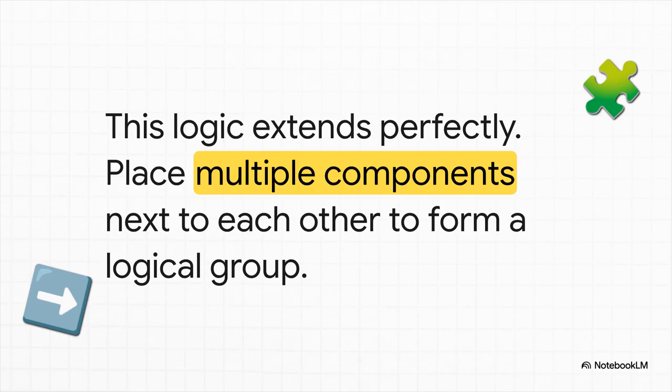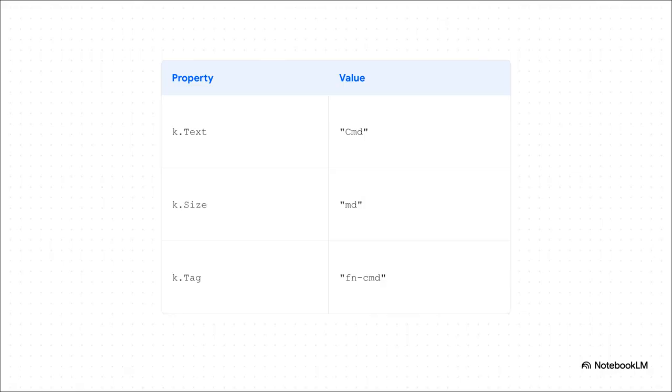Once you get that concept, building out a whole row of keys is a piece of cake. Here, we're just laying out several of our styled keys right next to each other to create that classic function key row. It's the same logic, just repeated. And if you peek at the code for any one of these keys, like the Cmd key here, does it look familiar? It should. It's the exact same simple pattern we used for our very first key. That consistency is what makes this component so easy to work with, even when your layouts get bigger.